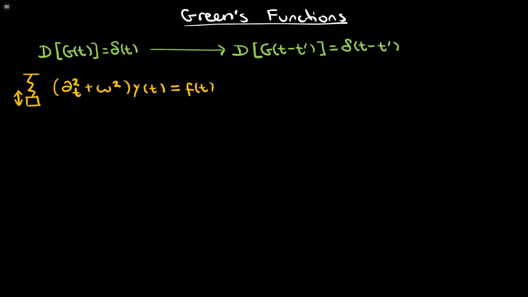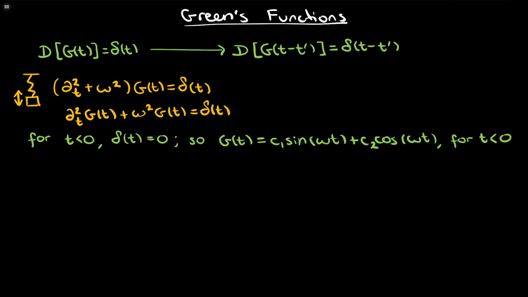Recall the driven oscillator that we saw in part 1 of this series. The displacement from an equilibrium position y of t of a mass on a spring would satisfy this differential equation, where f of t is the driving force. We assume unit mass here. Our Green's function will satisfy the equation when the driving force is that kick, delta of t. Let's apply the operator to g of t.